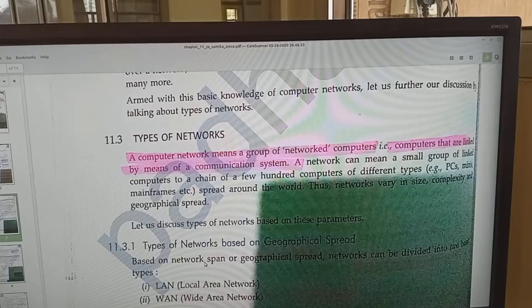So here the types of network are based on the geographical spread. Geographical spread means how much area it covers. It is broadly classified into two types in your Sumita Arora textbook, but there are too many other types also available.